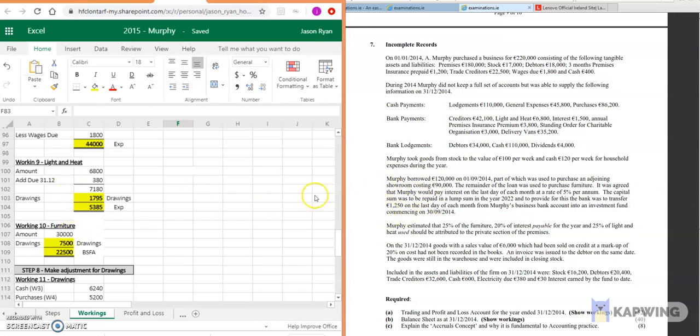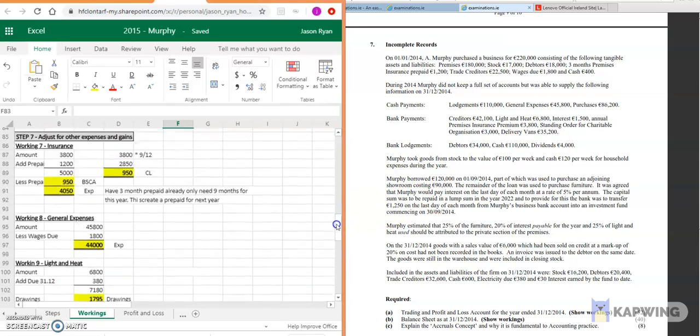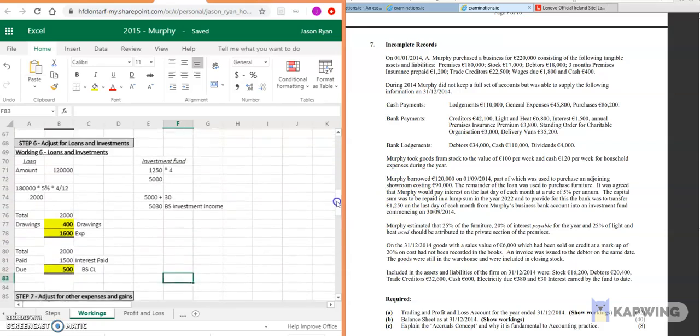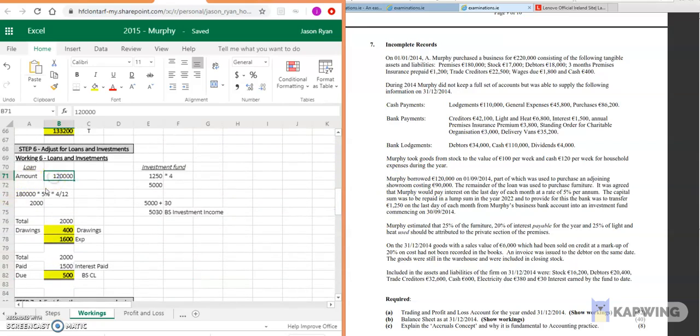So the first thing we have to do is the loan. So we have a loan of 120,000. You're going to multiply that by 5%, because it tells you in the question it's 5%, and then you're going to multiply that by 4/12. Why 4/12? Because we got it on the 9th, so you only have to pay for 4 months. So you've got September, October, November, and December. So the amount of interest that we have to pay for these 4 months is 2,000.